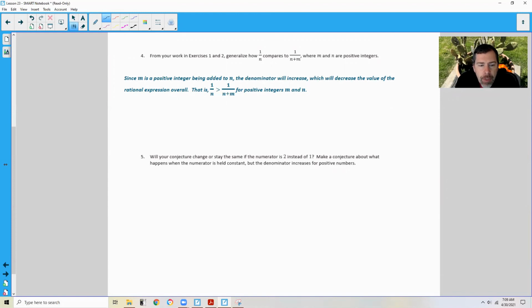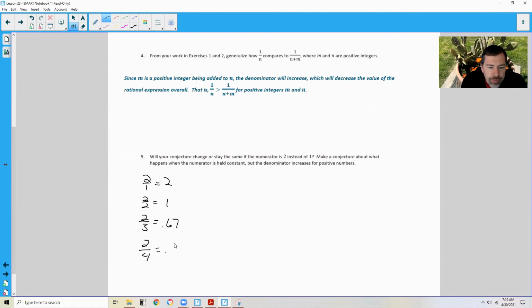Number 5 says, will your conjecture change or stay the same if the numerator is 2 instead of 1? Well, it says to make a conjecture. So let's just do some examples. So now we're going to change the numerator to 2. Well, let's do 2 over 1. That equals 2. Let's do 2 over 2. That equals 1. Let's do 2 over 3. That equals 2/3. Or let's put it into decimal so we can compare. 2/3 is 0.67 rounded.